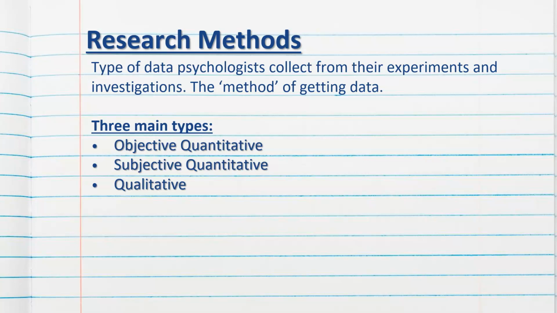Now, because we're working with people and animals, we can't always rely on numbers. We need to look at different options as to how we gather data on a variety of topics. So there are 3 main types: objective quantitative, subjective quantitative, and qualitative. So let's go through these one by one and go through some examples as well.